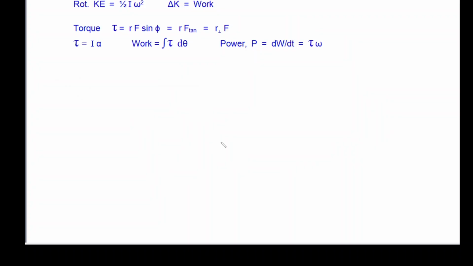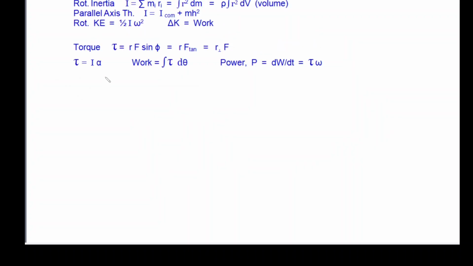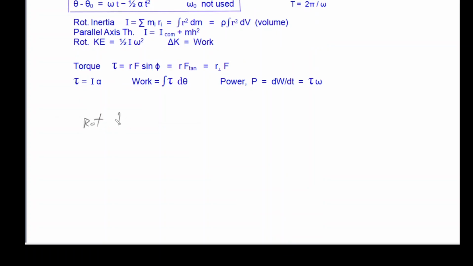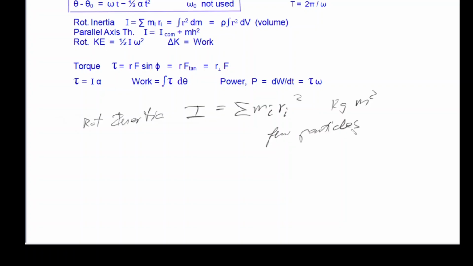When we talk about kinetic energy during rotation, the first thing we have to talk about is rotational inertia. Rotational inertia is I, and that's equal to the sum of the masses times the radiuses squared, and this is in kilogram meter squared. So this equation is good for a few particles, 1, 2, or 3 maybe.